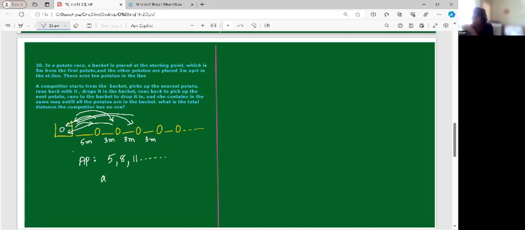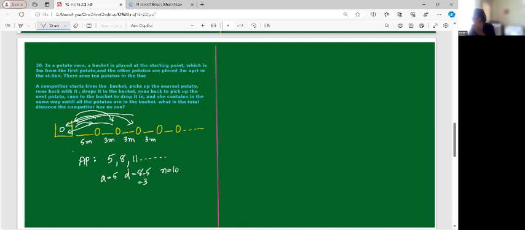So the AP means the first term is, we know that it is 5, and their common difference is what? 8 minus 5, that is equal to 3. And how many potatoes are there? There are 10 potatoes.